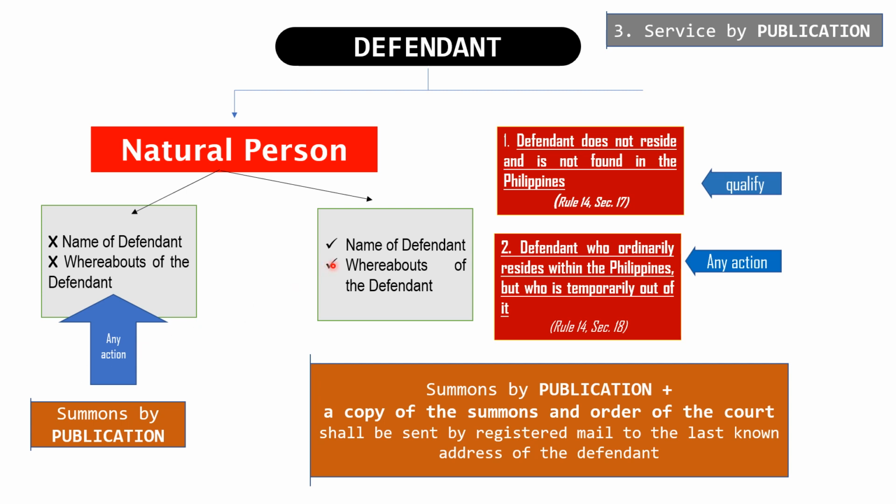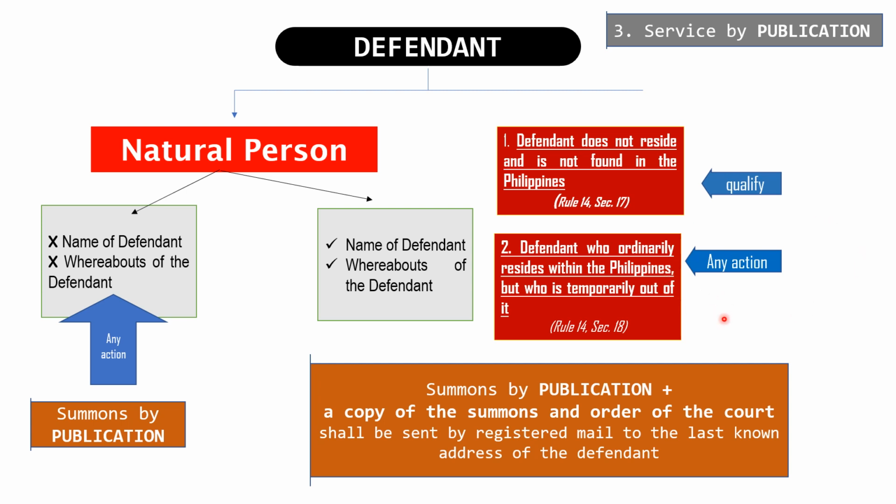But if the plaintiff knows the name or the identity of the defendant, or the plaintiff knows the whereabouts of the defendant, then you do not serve summons by publication. There are only two instances wherein you can serve summons by publication even if you know the name or the whereabouts, and that is your Section 17 and Section 18. In Section 17, the defendant does not reside and is not found in the Philippines, but you have to qualify because it does not apply to all cases. And in Section 18, the defendant is a resident of the Philippines but temporarily outside of the Philippines, and this applies to any action.